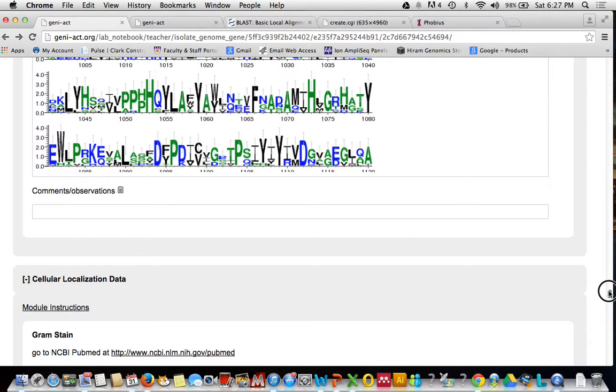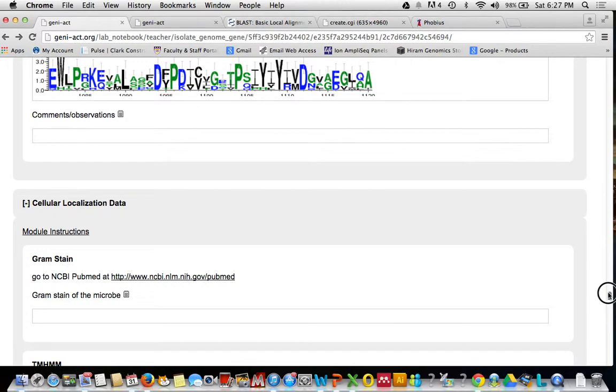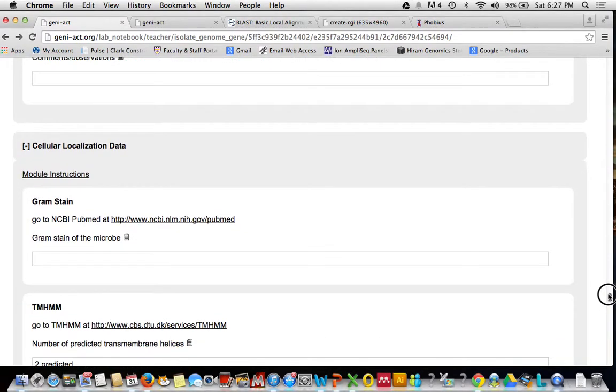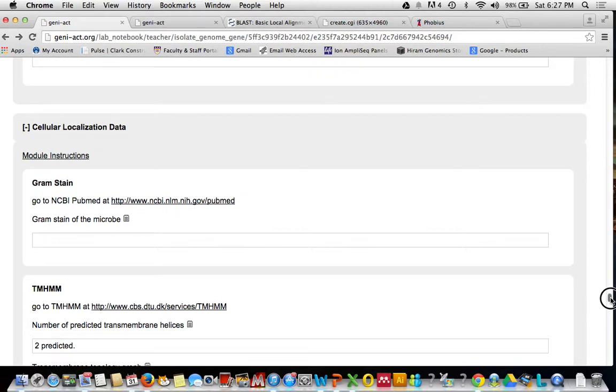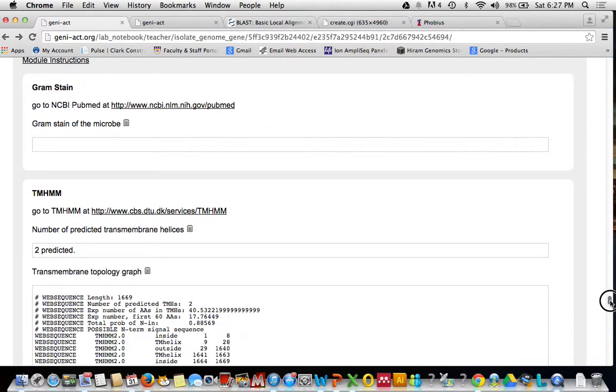Now today we are going to look at the cellular localization of this protein. The first thing is basically to figure out whether this organism is gram positive or gram negative. You can look that up by going directly to PubMed. You can also Google it. I know for a fact that the gram stain of this archaea is negative, so this is a gram negative archaea. It might be different for your organism, so please do go and Google it.